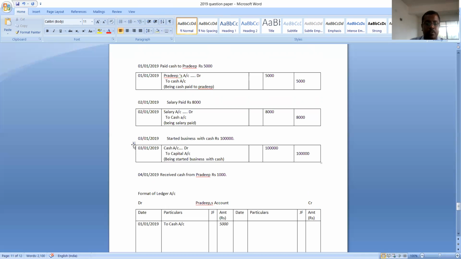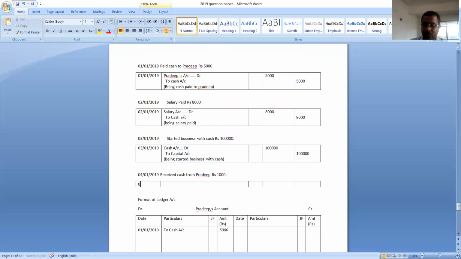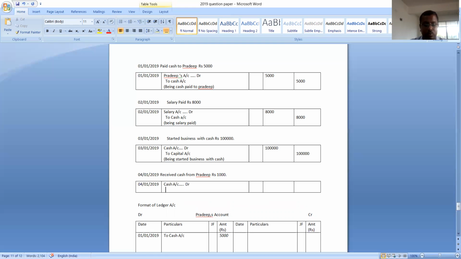Let us make the format of the journal. This is the format of the journal, right? So let us pass the journal entry now. What is the date? It is 4th January 2019. What is the journal entry? Received cash from Pradeep, in the sense cash comes in. Who is the giver? Pradeep is the giver. So the journal entry is cash account debit to Pradeep's account. Why Pradeep's account? Because Pradeep is the giver.